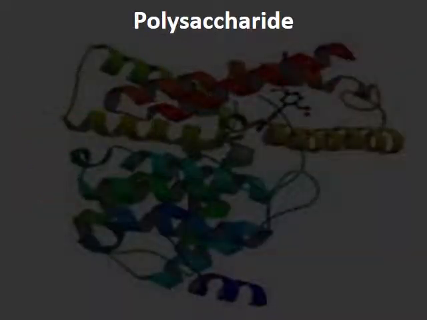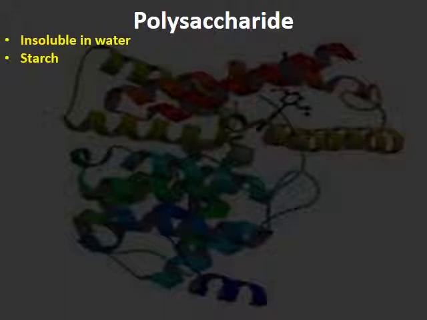And for our last slide, polysaccharides. Again, poly meaning they are made from many, many sugar units all put together. They are insoluble in water, and there would be examples like starch, which is basically glucose in really long chains, like, not hundreds, but tens of thousands of glucose molecules in one long chain.